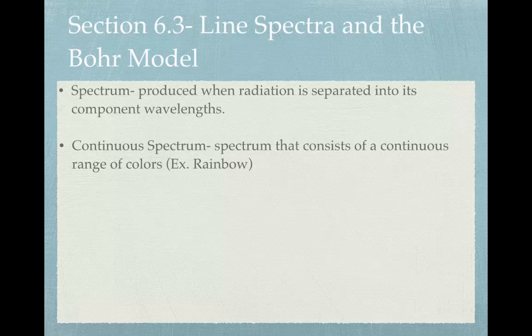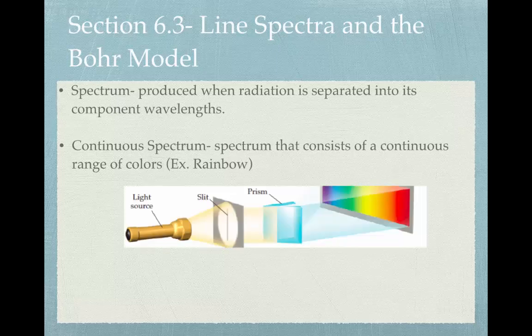And so what happens is if you have light and have some sort of prism that can separate out all the wavelengths, a continuous spectrum has all of the different colors. One example of this that you experience on a daily basis is a rainbow. So the sunlight provides all of the different wavelengths. When it's separated out by a prism, you have this continuous range of colors. That is a continuous spectrum.